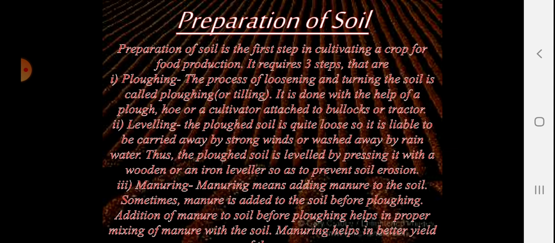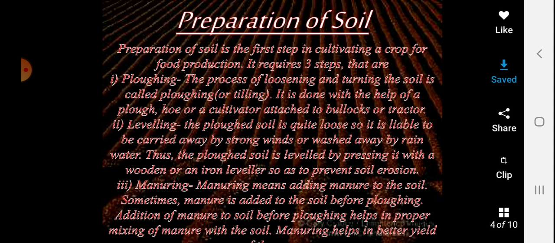The plowed soil is quite loose, so it is liable to be carried away by strong winds or washed away by rainwater. Thus the plowed soil is leveled by pressing it with a wooden or iron leveler, so it can be protected from soil erosion. So the second step is also very important, and the third step is manuring.